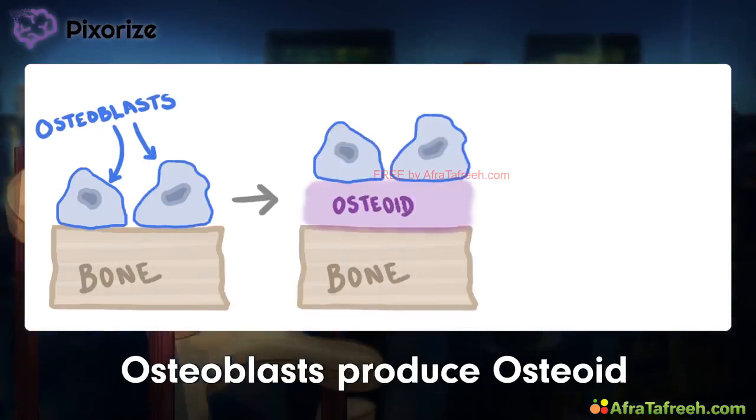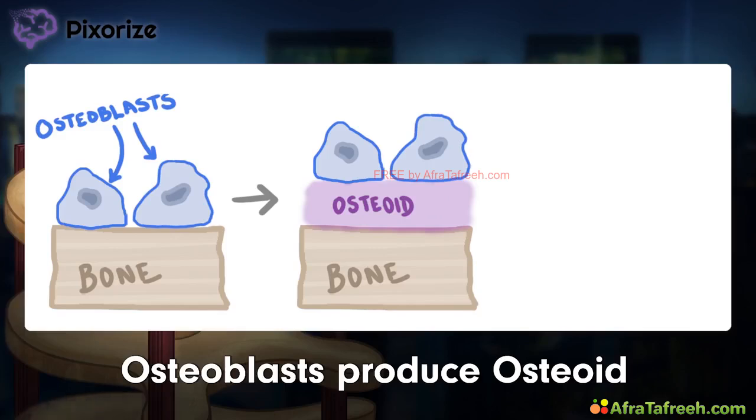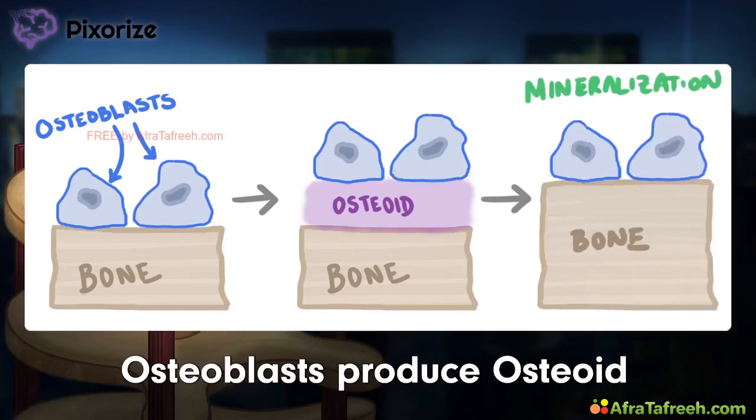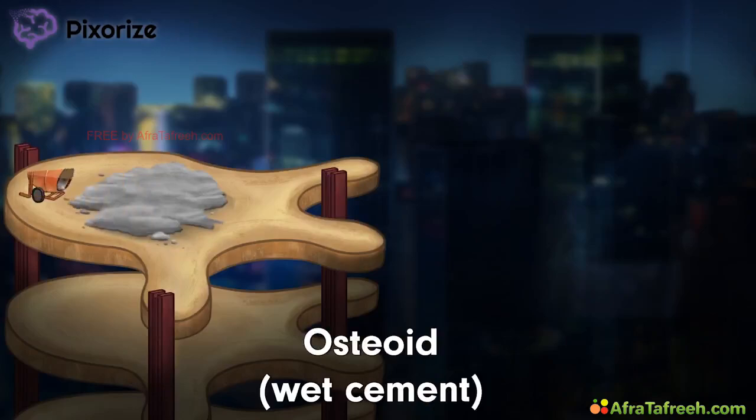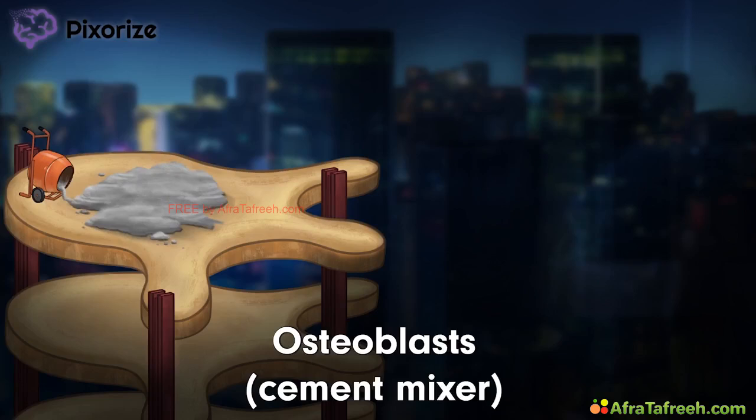Recall from physiology that osteoblasts are the cells that produce bone. More specifically, they produce a substance called osteoid, and that osteoid is later mineralized into mature bone. At Pixorize, we use wet cement to represent osteoid, so cement mixers therefore represent osteoblasts, because osteoblasts produce osteoid, got that?